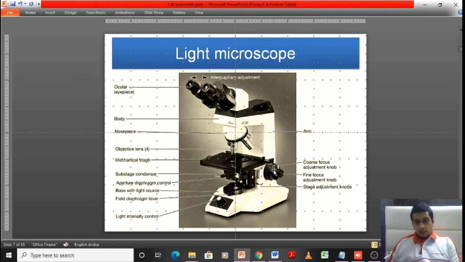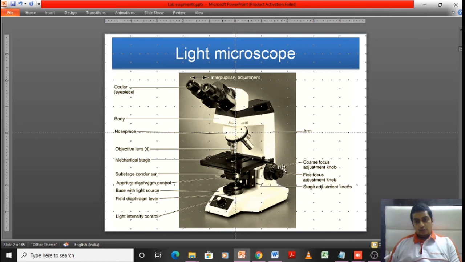Then there are sub-stage condensers, which condense the light onto the object. Your object is usually kept on the stage. Then the aperture diaphragm controls how much light you want, and there is a light source here. In some microscopes there is also a controller, like an intensity control, and some don't have it.